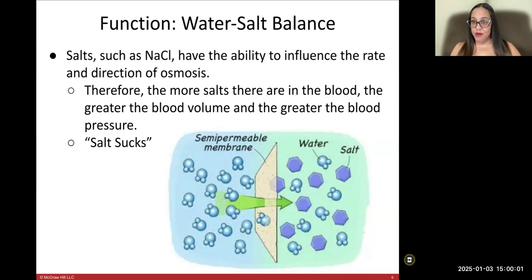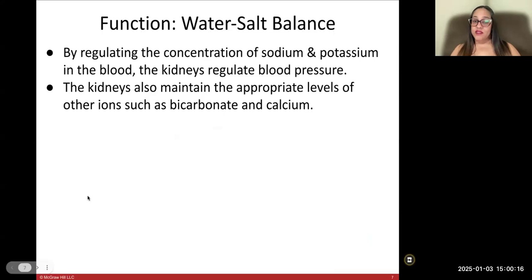You can see in that picture, there's a semi-permeable membrane. All those water molecules are on the left. There's salt on the right. Salt is going to pull those water molecules through that semi-permeable membrane and cause osmosis. By regulating the concentration of sodium and potassium in the blood, the kidneys regulate blood pressure. We'll get into the mechanism of that later. The kidneys also maintain the appropriate levels of other ions, such as bicarbonate and calcium.